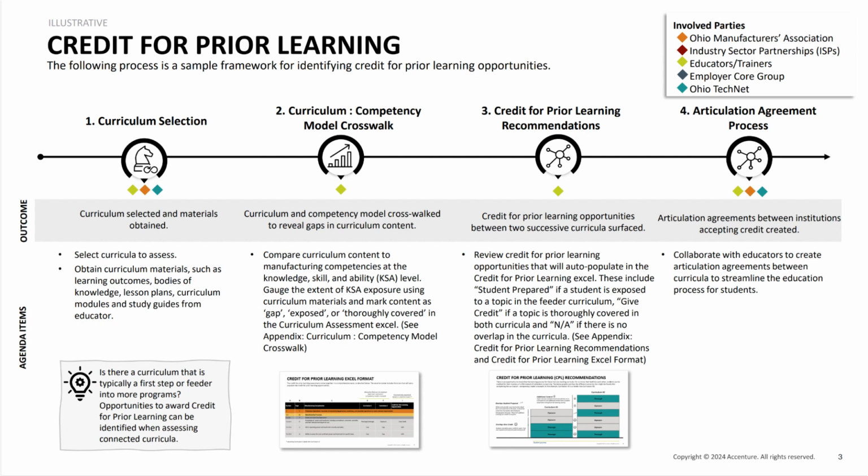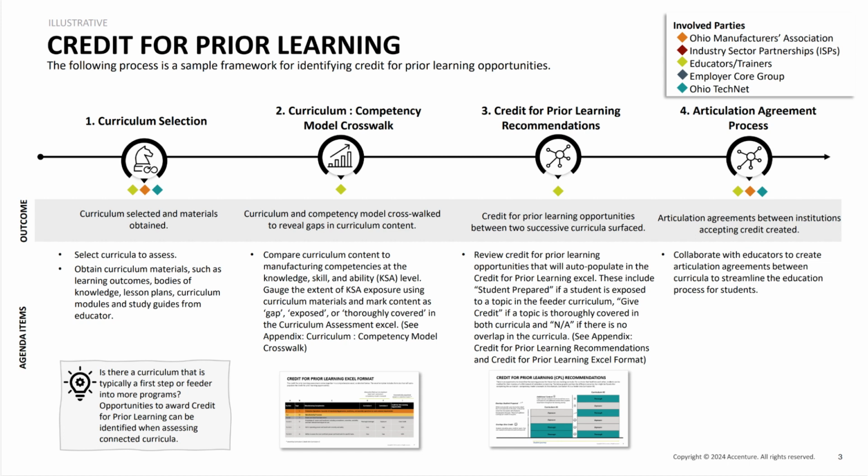Step 3 is identifying credit for prior learning opportunities. When you input the curriculum coverage into our credit for prior learning Excel template, an opportunity will be auto-populated directly within the Excel. So no input is necessary within the actual credit for prior learning column. You just put in gap, exposure, or thorough coverage within the two curriculum columns and view that auto-populated opportunity at the topic level.